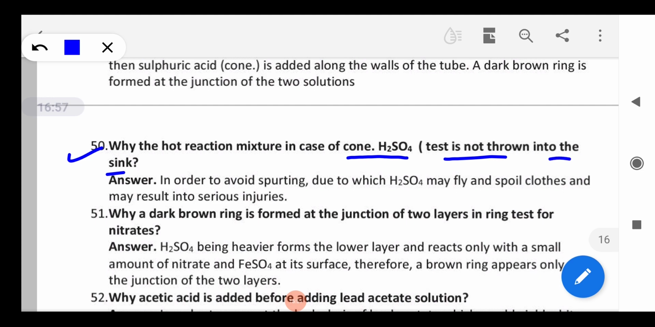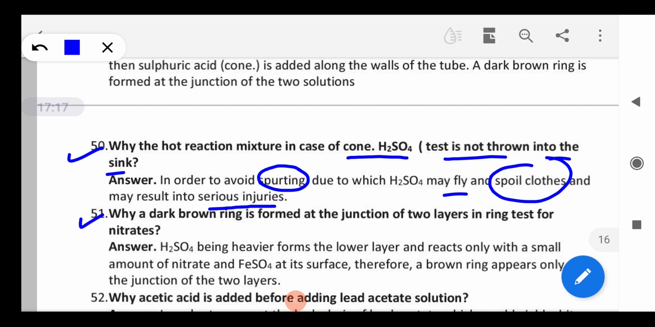Actually what happens is, hot concentrated H2SO4, if you directly throw in sinks, then it can lead to spurting. It may fly and spoil our clothes, and it can prove injurious to our body also.